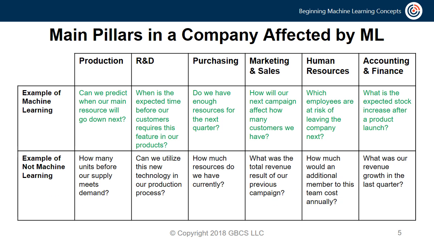In a very broad example, say that you work for a company that has all 6 of the main company pillars or departments: production, research and development, purchasing, marketing and sales, human resources, and lastly but not least importantly, accounting and finance. In this chart, the DevMasters will show you how a problem can be solved or even automated by a machine learning model, and a counter-problem of when we should not consider a machine learning model and just require some core data analytics.